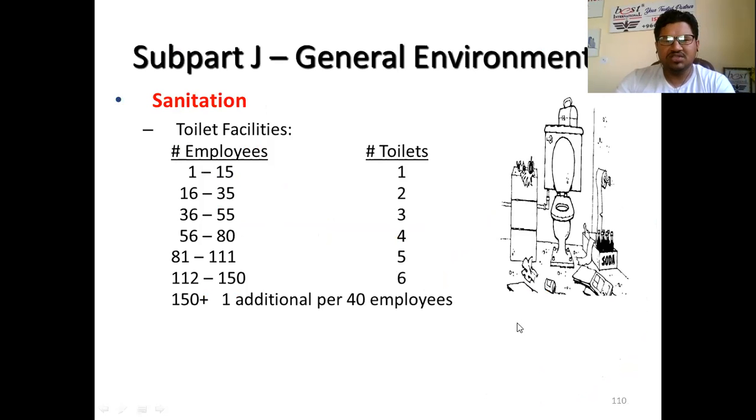Remember, guys, since we are talking about general environment, for 1 to 15 employees, minimum one toilet as per OSHA, and then 16 to 35, two toilets, and 36 to 55, three toilets, and in the same way, more employees mean more toilets you need. But remember, 150 plus means one additional toilet per 40 employees. This is the criteria given by OSHA, which we truly need to follow.